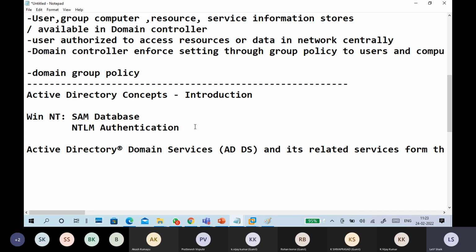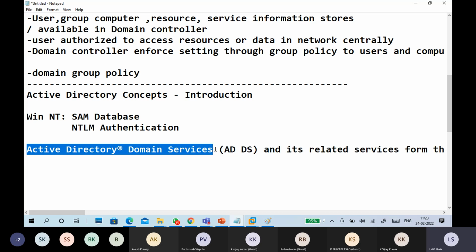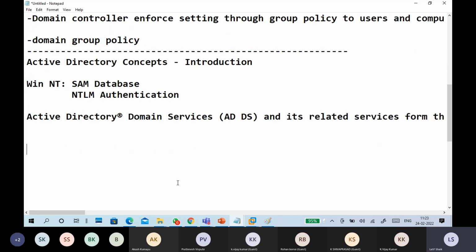But in 2000 and 2003, we use the concept called Active Directory instead of SAM. In 2008, we started using the name Active Directory Domain Services. So now the name is Active Directory Domain Services.